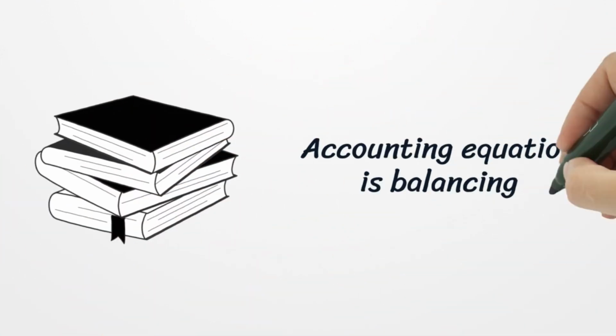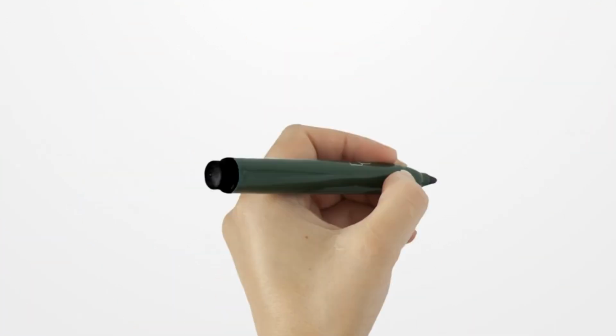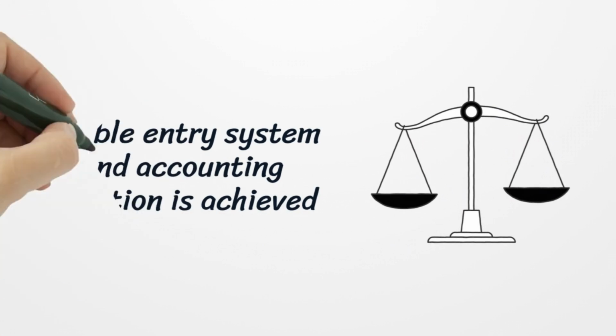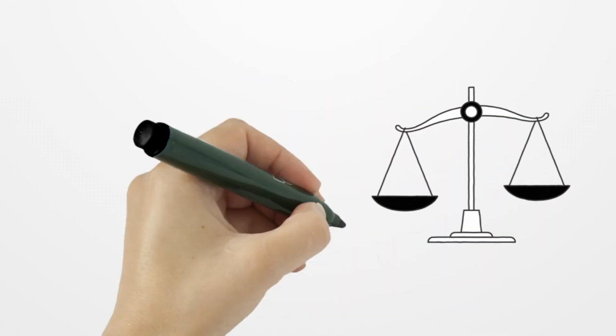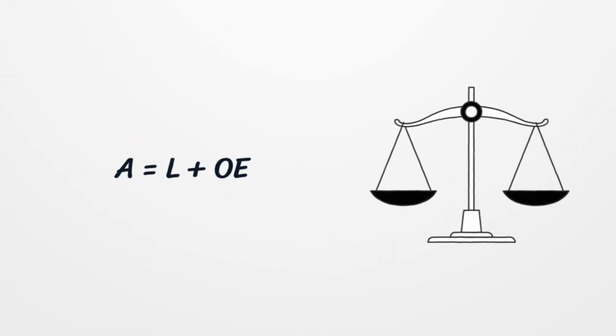With these transactions, we can see the accounting equation is balancing, and the recording of it is also similar to GL. That is, the double entry system and accounting equation is achieved. That is, assets equal liabilities plus owner's equity.